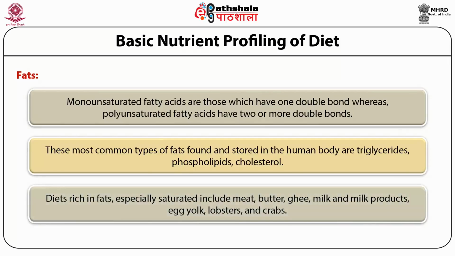Diets rich in fat, especially saturated, include meat, butter, ghee, milk and milk products, egg yolk, lobsters and crabs. Vegetable oils such as cottonseed oil, corn oil, peanut oil and soybean oil are good sources of unsaturated fat.